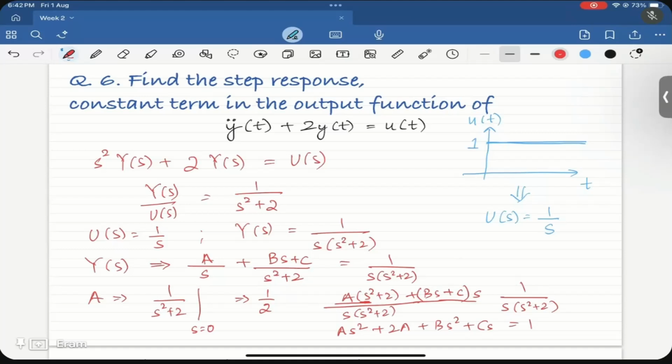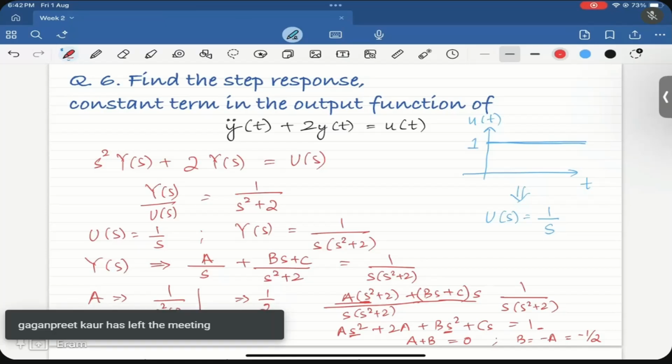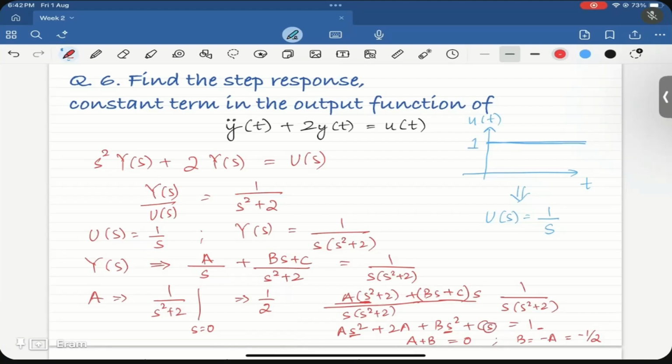So the coefficient of s² is A + B here, and the coefficient of s² on the right hand side is 0, so A + B should be equal to 0. So B will be equal to minus A, and A we have already calculated as half, so B will be equal to minus 1/2. And what about C? The coefficient of s is C, but on the right hand side there is no s term, so the coefficient of s on the right hand side is 0, so C will directly be 0.